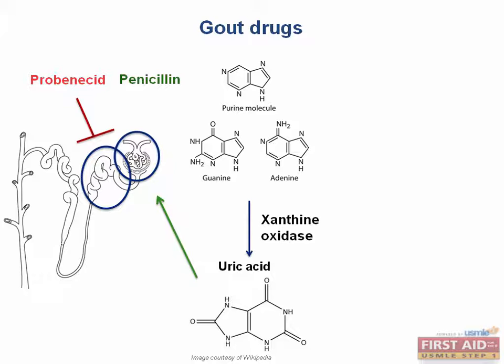The way I like to remember probenecid's mechanism is to remember it starts with the letter P, and it reduces uric acid levels by making you pee out uric acid, and blocks penicillin.